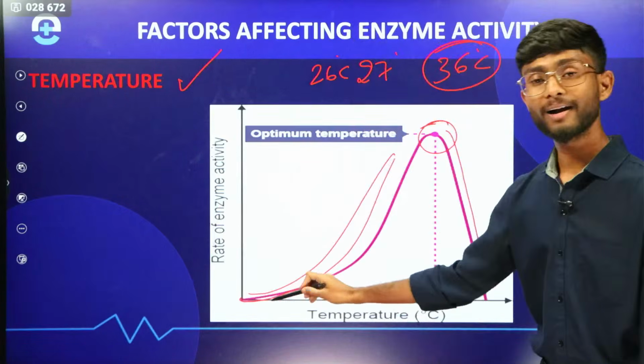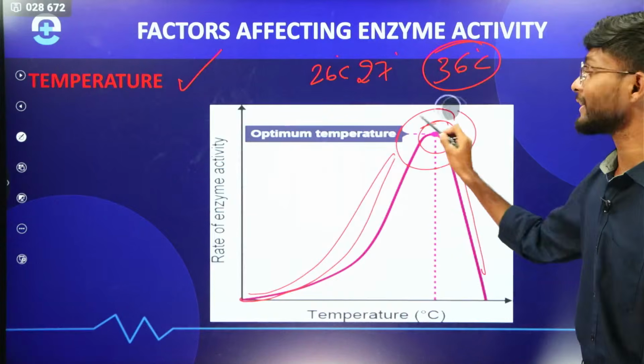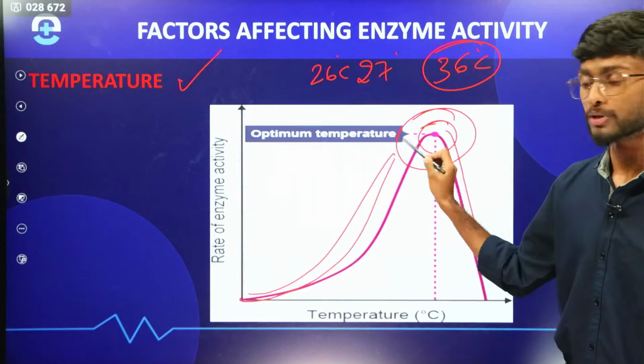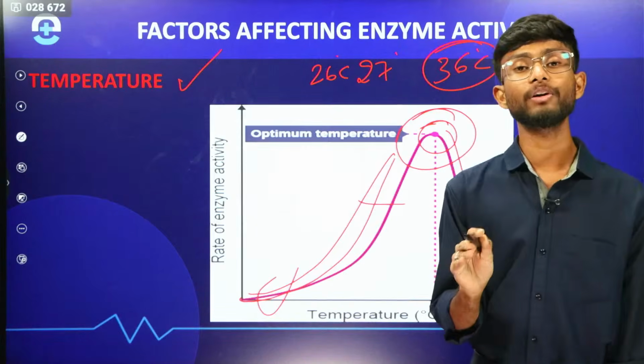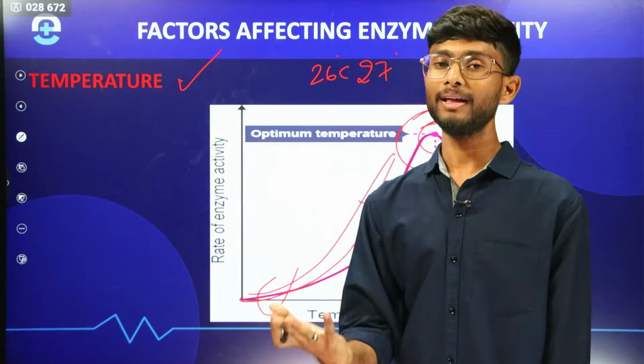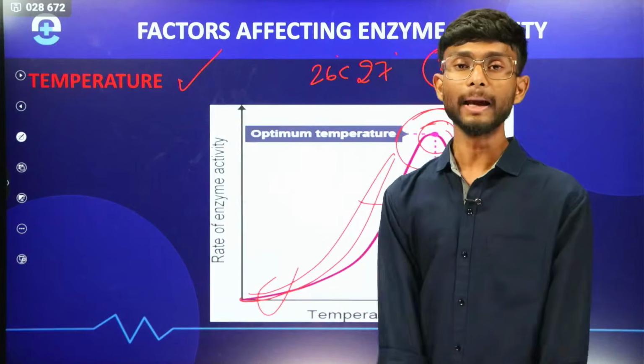That's why, in the curve you can see here, the maximum activity is shown only here, but away from this the activity will be less or denatured. Okay, this is about the temperature.